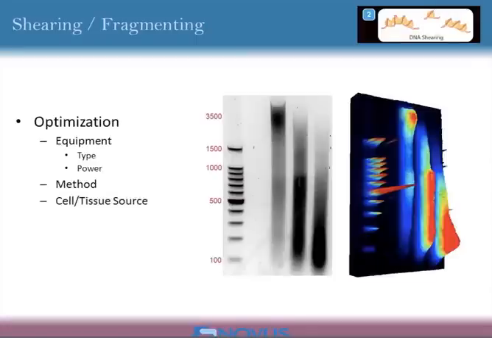The type of cell or tissue that you're using for this is also going to be very assay dependent. That will need to be optimized. Your cell density is going to affect things, as well as your fixation time and the efficiency of your fixation. So if you are over fixing and leaving your formaldehyde or whatever fixative you're using on for too long, it's going to create much more difficulties in getting an even shear. And if you are under fixing, you may have the opposite problem.